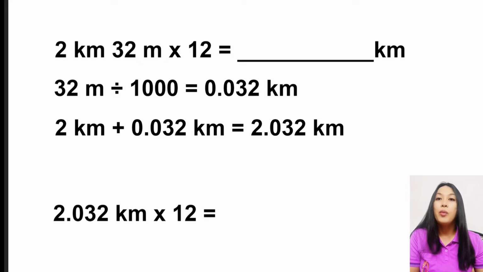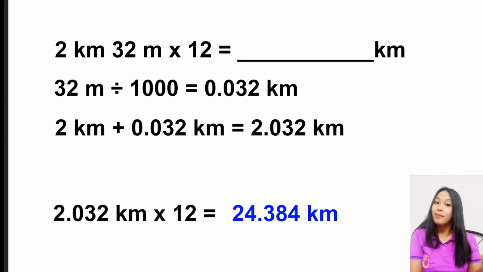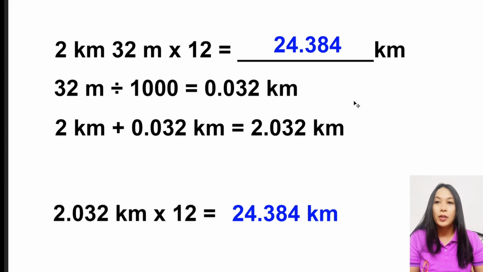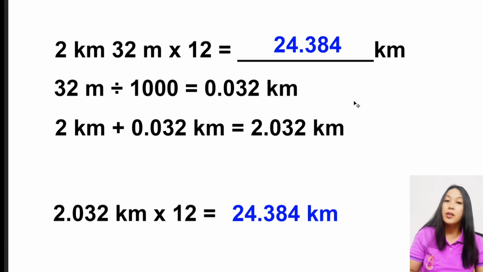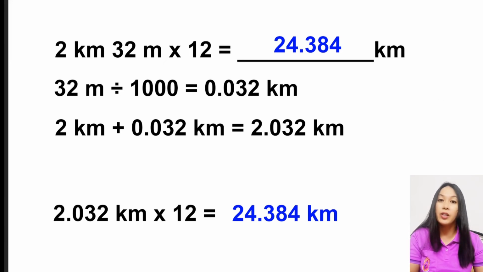Now we can multiply it by 12. So 2.032 kilometers times 12 is equal to, correct, 24.384 kilometers. Alright, so we have done the multiplication. Basically on the multiplication you have to convert first and then you multiply. Okay, so the division has the same process with the multiplication, so feel free to refer to this video for your reference.